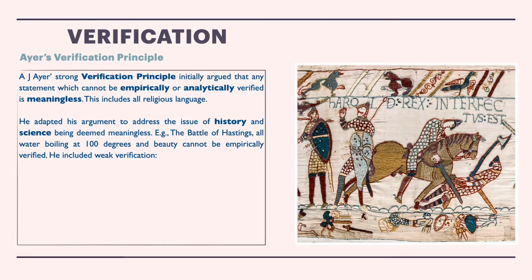For example, if you take the strong verification principle and apply it here to the Battle of Hastings, there's a problem. You can't empirically verify that it happened because you weren't there. You weren't there to observe it. It's also not true in and of itself. It doesn't verify itself analytically. Now let's look at some science.